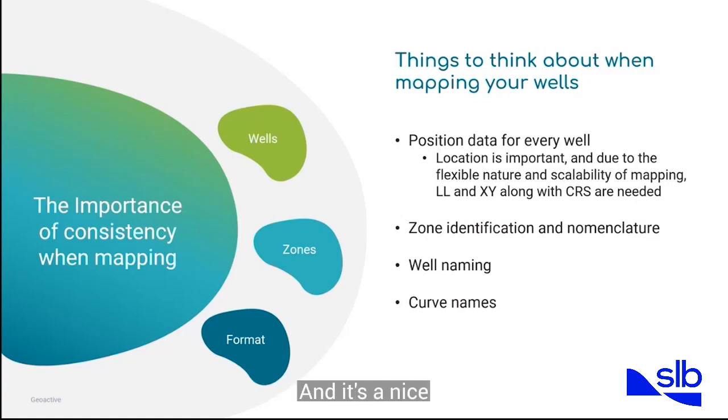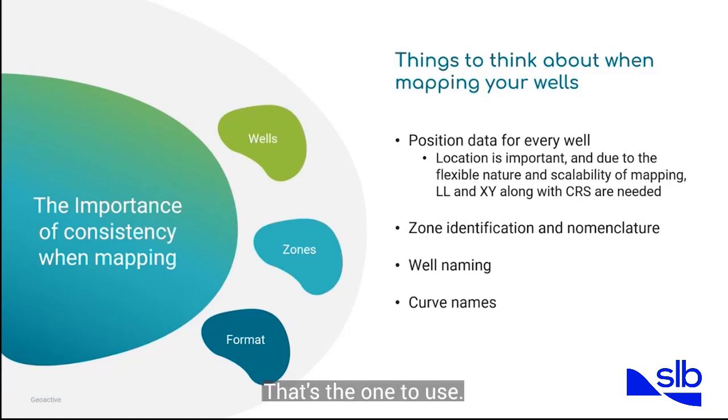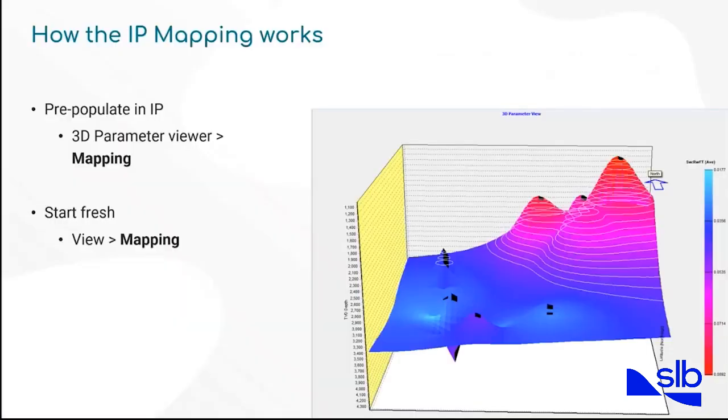And it's a nice best practice, if I'm honest, for any of your well data to go through that and set your final phi curve. Brilliant, that's the one to use. Okay. So how does the mapping work?